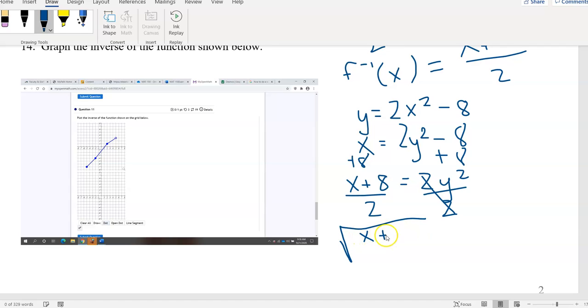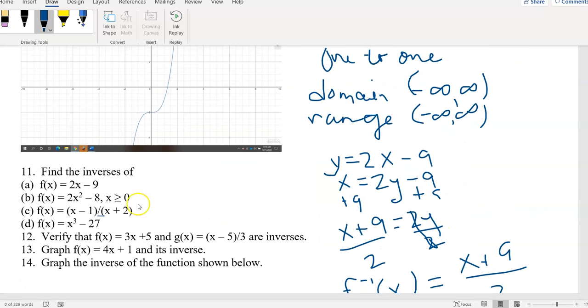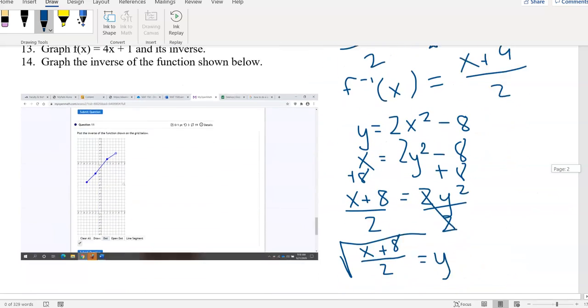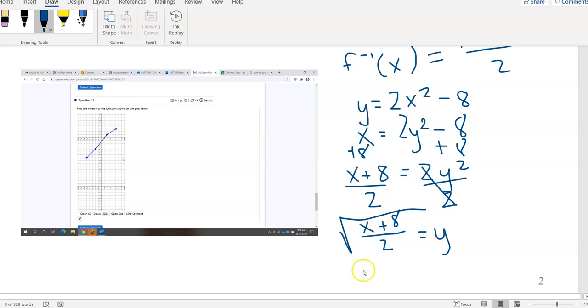And we don't have to worry about positive and negative because that 1-to-1, that little x greater than or equal to 0 part that was in our original thing right here, made sure that we are only going to worry about the positive square root. All right, and then let's change it into the f inverse notation, and we've got it.